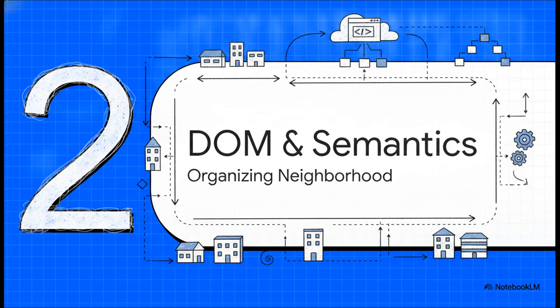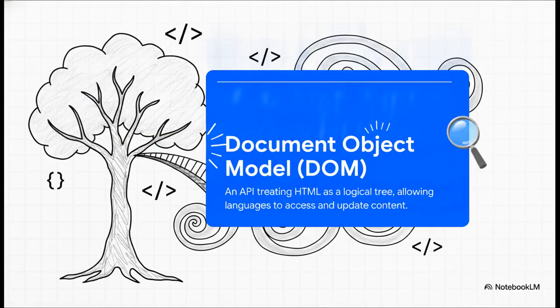Okay, moving right along to Section 2, the DOM and semantics, organizing the neighborhood. So to actually connect all these building blocks together inside your browser, we use something called the Document Object Model, or the DOM. Think of it as a dynamic bridge. It basically takes your raw HTML and converts it into this logical tree of nodes. And because it does this, JavaScript can swoop in and update the content or style instantly. Actually, that's exactly why you don't have to reload an entire web page just to hit the like button on a post.